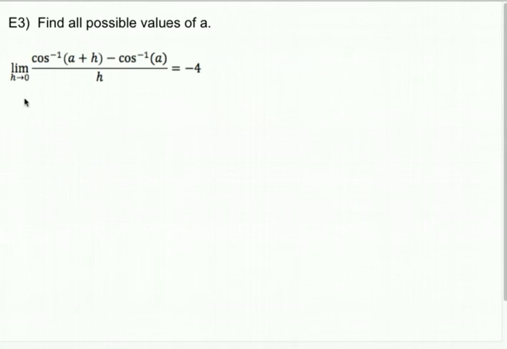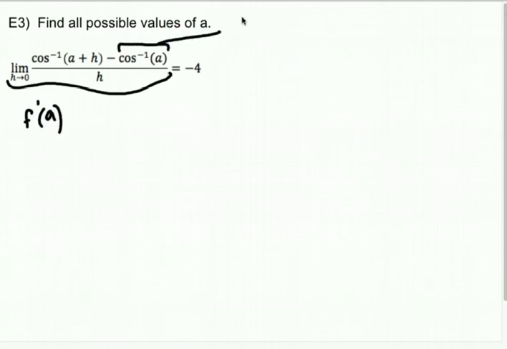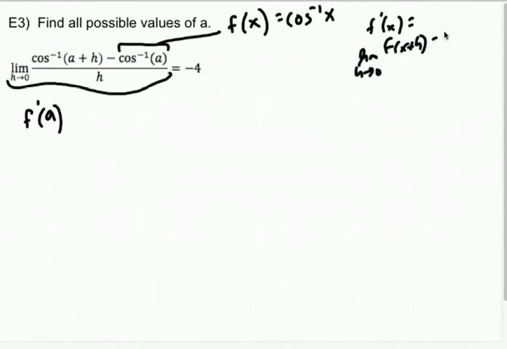When you see something that looks like this, the first thing you should do is stop and think, do I recognize a pattern here that I've seen before? And hopefully you do. Hopefully you remember that this is essentially the pattern for f prime of a, where your f of x function is this thing, right? So f of x being cosine inverse of x. That's because remember we've seen this formula that f prime of x is the limit as h approaches 0 of f of x plus h minus f of x all over h, right? And that's absolutely what this is, but instead of x's, we see that a is plugged in here. And instead of just a generic f of something, we see that we have a function.